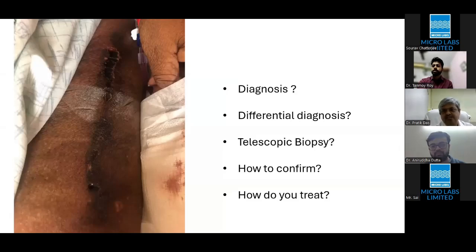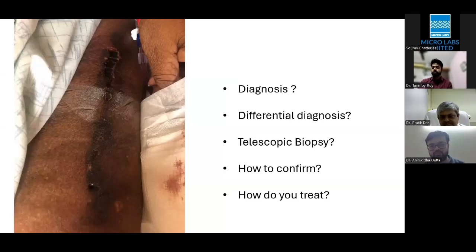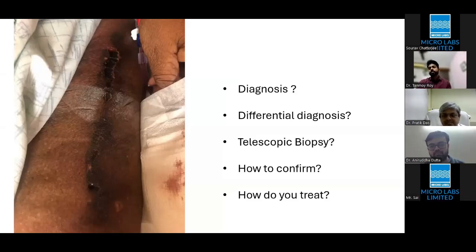So, go to the next question. What are the differential diagnoses? And what do we do for the diagnosis? How do you confirm? Sir, biopsy can be done, or to see for the calcification, we can do imaging studies like CT and angiography studies. We can see for the vascular calcification. X-rays we can do and see for the calcification.